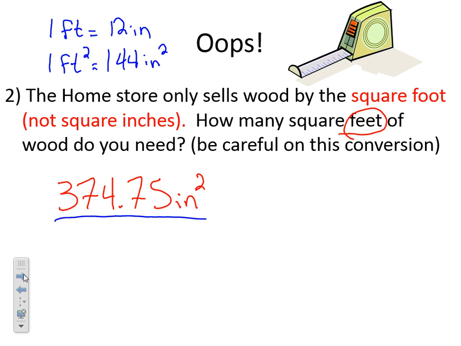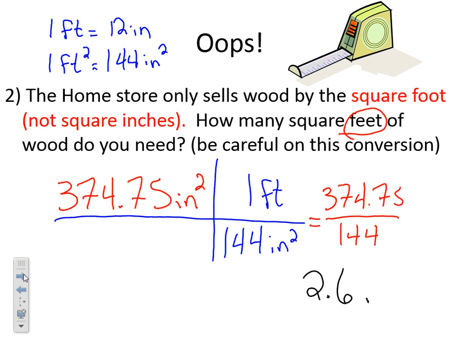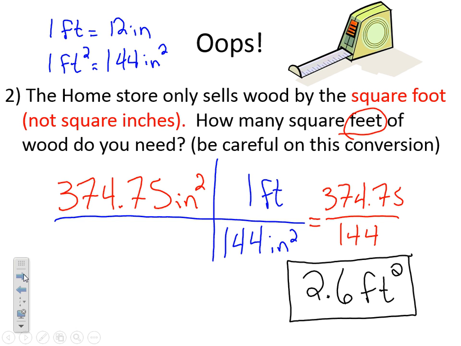So if I want to solve this problem, I'm going to set up like this. To get rid of inches, I put it on the bottom, so I'm going to have 144 inches squared over 1 foot squared. I'm going to multiply across. So I get 374.75 all over 144. And my answer is going to be 2.6 feet squared. So I need approximately 2.6 square feet of wood in order to create my birdhouse.